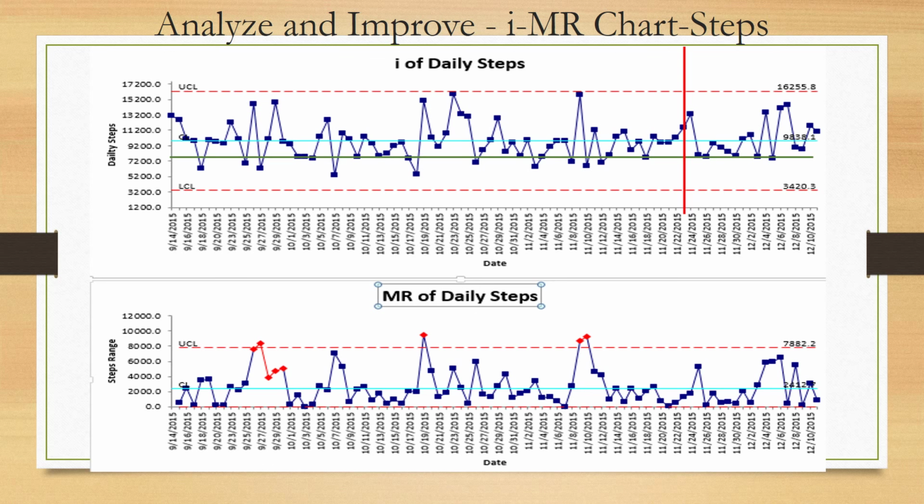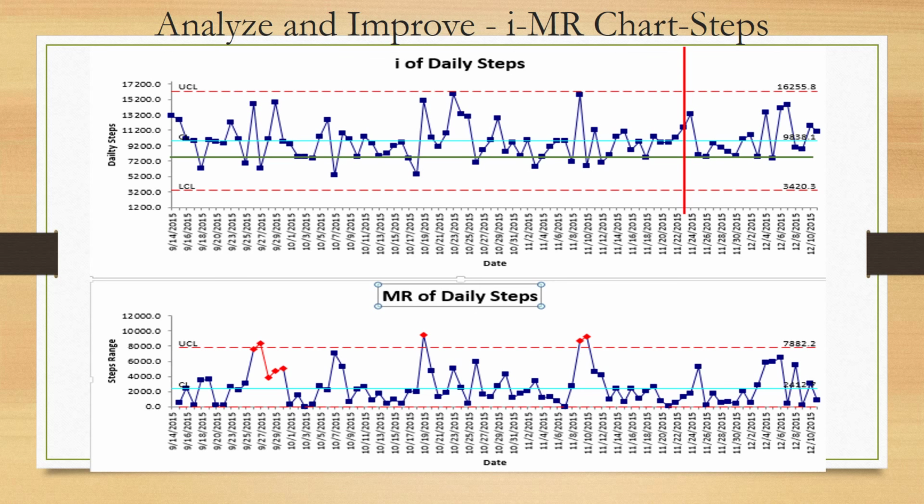Another point here is that in my initial analyze and improve phase, I had the 9/21 date where the battery died, and it actually came outside of my lower control limit. So that's data that we want to pull out there because it really messed up the overall information.